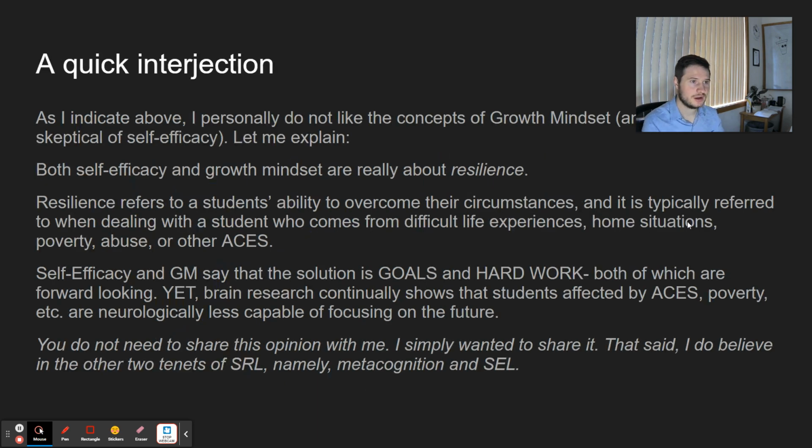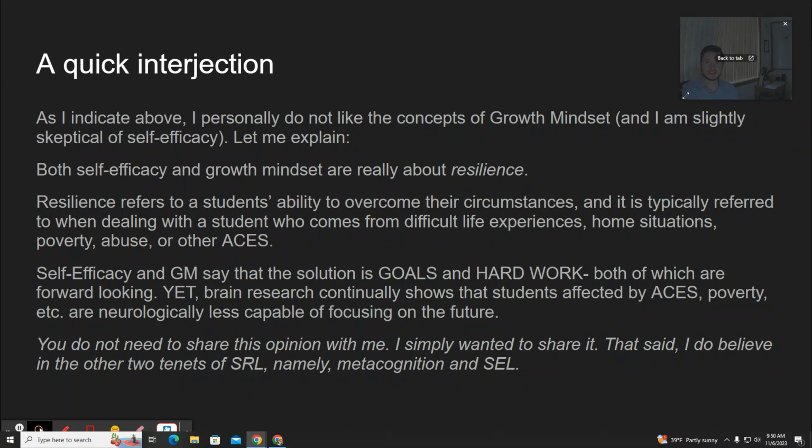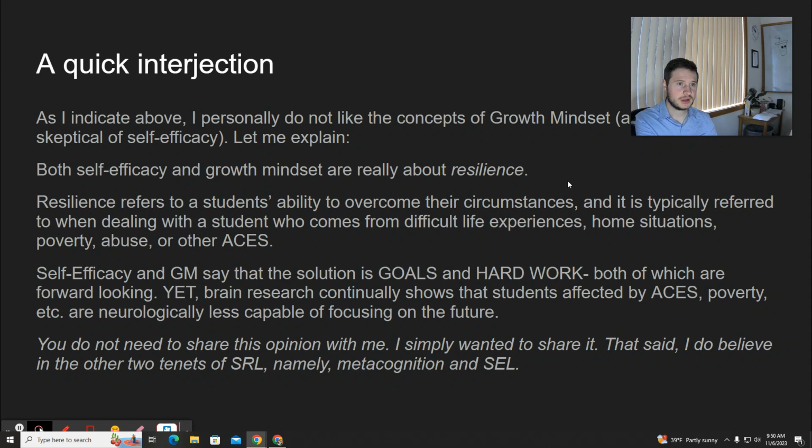Okay? This is where I want to interject with why I'm not a fan of the growth mindset. I'm also skeptical of self-efficacy, but not nearly as much. Growth mindset to me is a big issue. And this is my opinion. You can disagree with me. I actually encourage you to disagree with me.